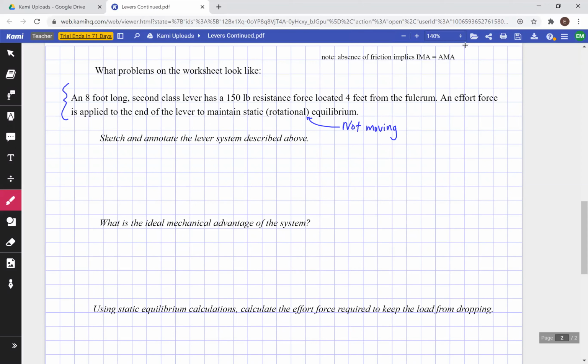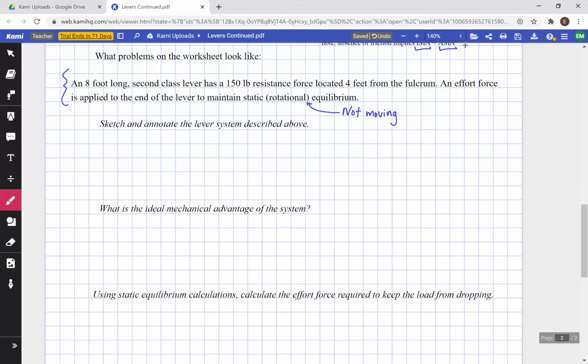Okay. And one thing to note is that on all of these problems that you'll see on the worksheet, there's going to be an absence of friction. Okay. So we don't need to take into account any losses of energy. And what that implies is that anywhere you see mechanical advantage, it's the ideal mechanical advantage. And if there's no friction, then the actual mechanical advantage is equal to the ideal mechanical advantage. So on these problems on the worksheet, the efficiency is always going to be 100%.